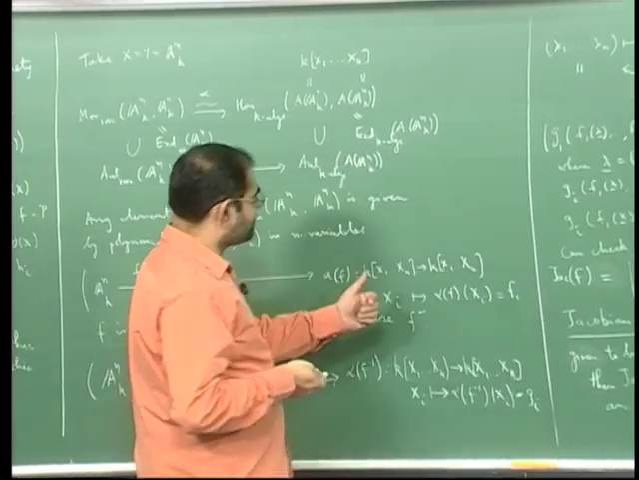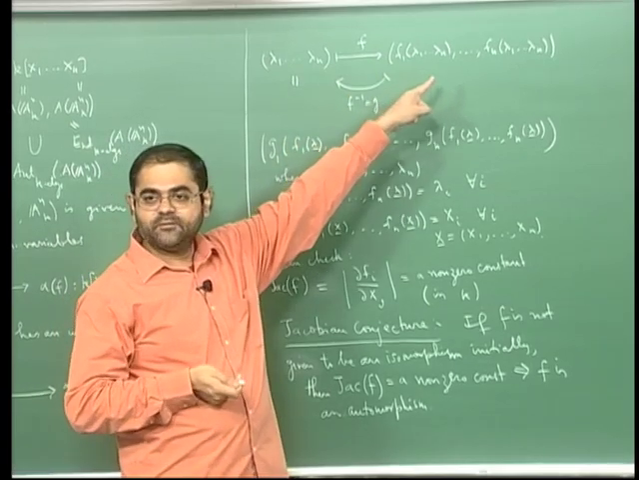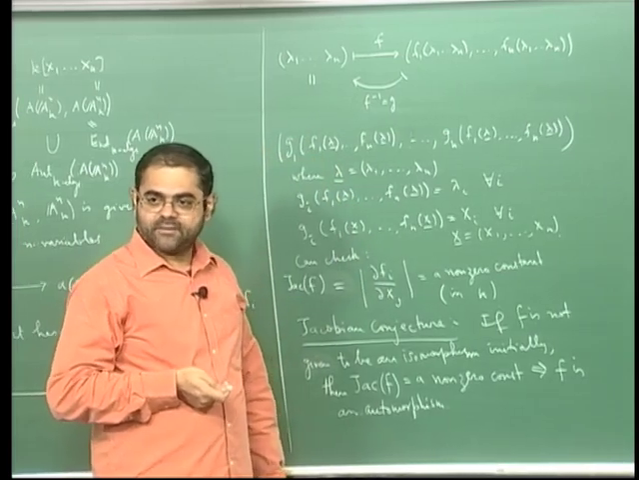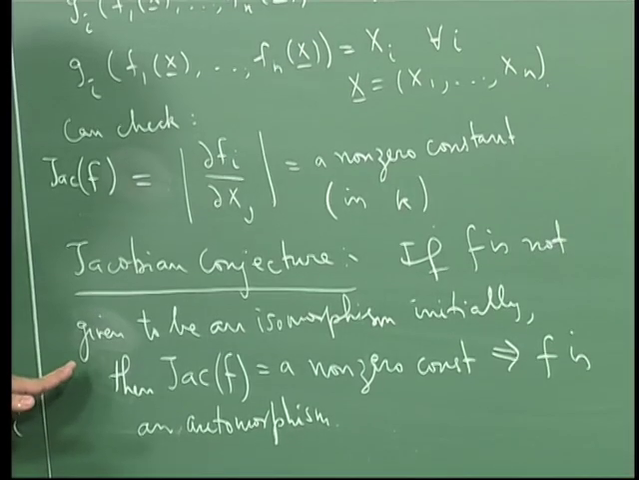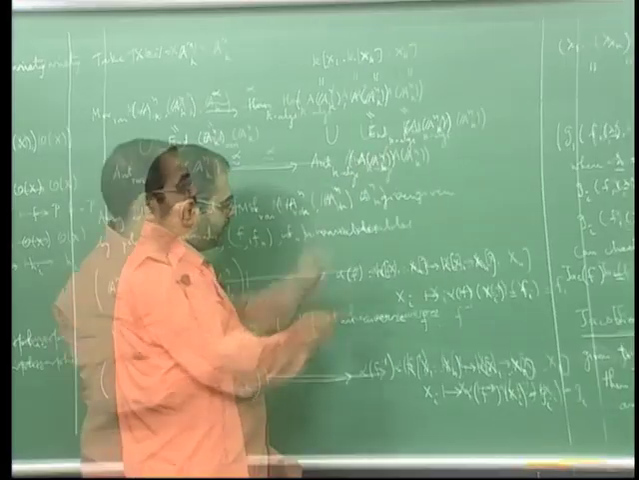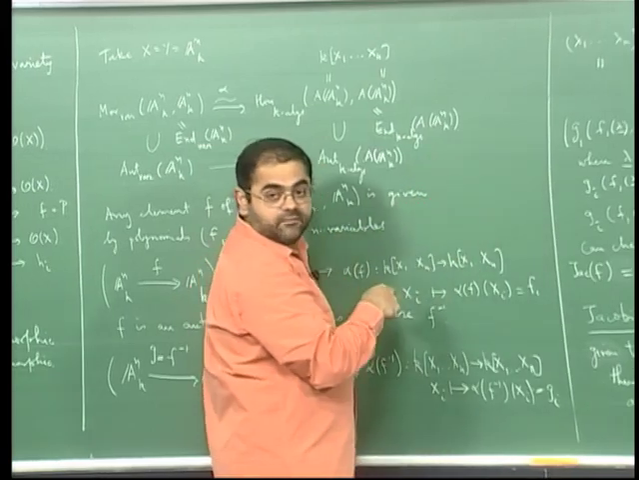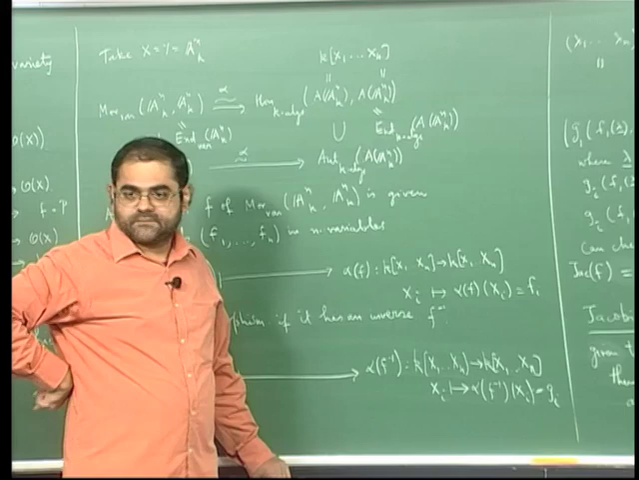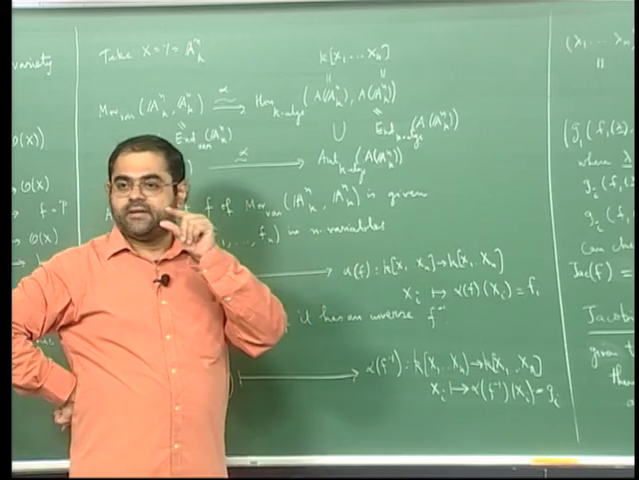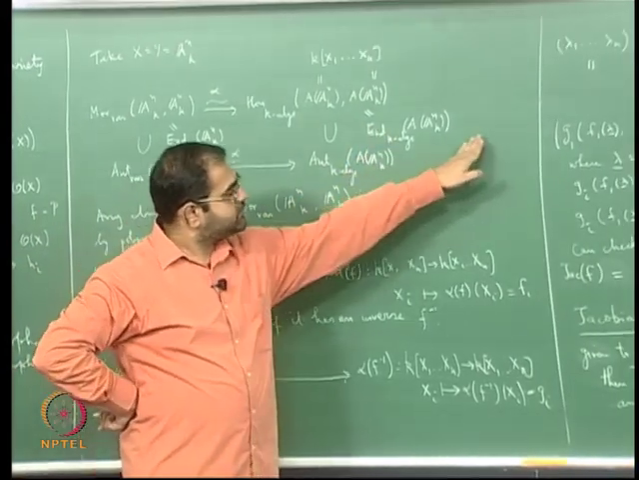That means you should be able to find another set of n polynomials which, if you plug into F, you will get back the identity. That is the Jacobian conjecture. Another way of stating it is that there is a map from the endomorphisms to the polynomial ring given by taking the determinant of the Jacobian. Every endomorphism is given by n polynomials, and you take the Jacobian determinant of those n polynomials, and you get a polynomial.